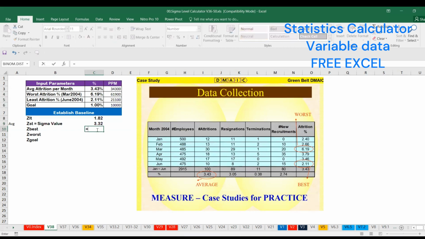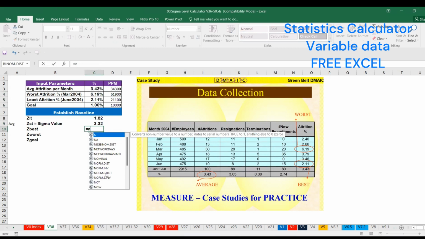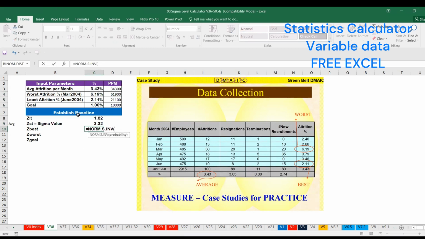What is the best one, right? So you can just do it here with N, and take the best one, that is, the least one. So 1 minus PPM divided by 1 to the power of 6, plus 1.5.